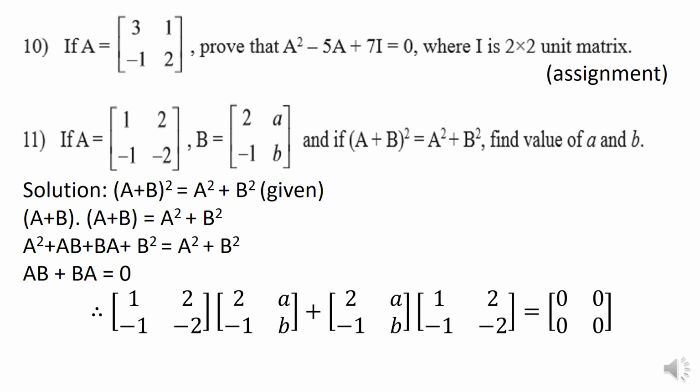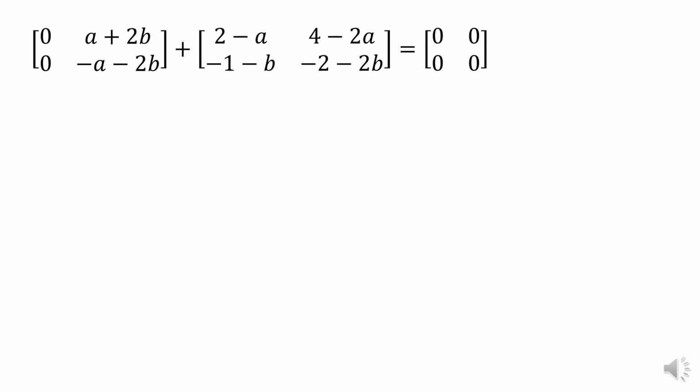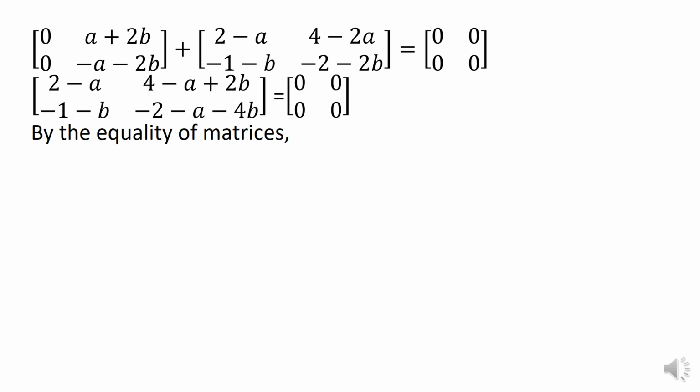So when we do AB plus BA, we write the corresponding matrices together. And the RHS is a null matrix of order 2 obviously. In the next step, the matrices are multiplied together. And thus we get the 2 matrices on the LHS. Then again, the next step here. Now, LHS and RHS are equal. So by equality of matrices, we can equate the corresponding elements.